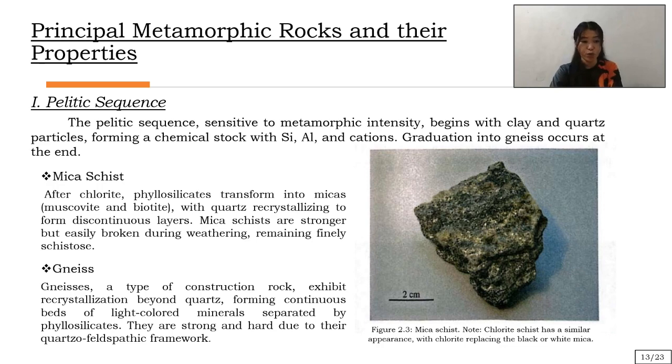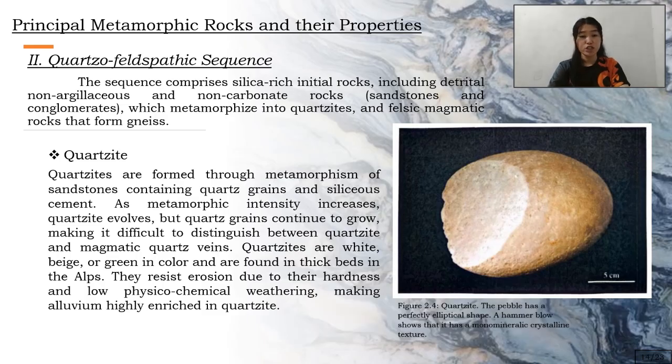So Figure 2.3 is an example of mica schist. Chlorite schist has a similar appearance with chlorite replacing the black or white mica. So the next sequence will be the quartzo-feldspathic sequence. The sequence comprises silica-rich initial rocks, including detrital, non-argillaceous, and non-carbonate rocks, which metamorphose into quartzites and felsic magmatic rocks that form gneiss. The sequence involves rocks that are rich in silica, a mineral compound.